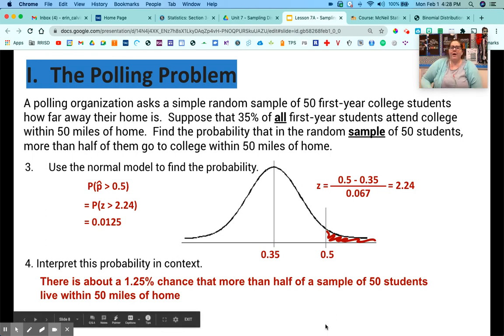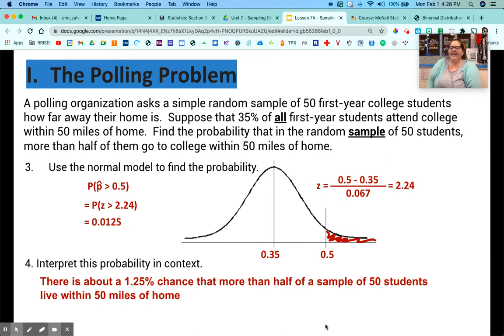So interpreting that probability is something that we're going to do a lot more of in this unit and moving forward. So this is now a requirement, to interpret the probability. So there is about a 1.25% chance, or a 0.0125 probability, that more than half of our sample of 50 students go to college within 50 miles of home. That's worded wrong. So again, we're dealing with proportions here.